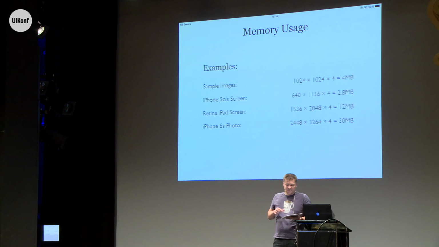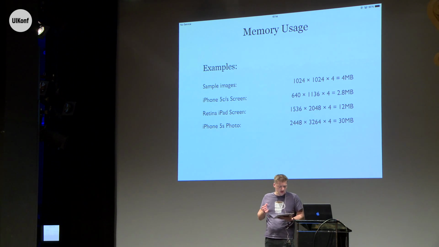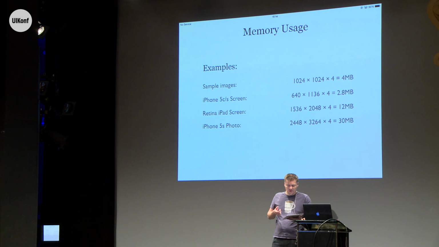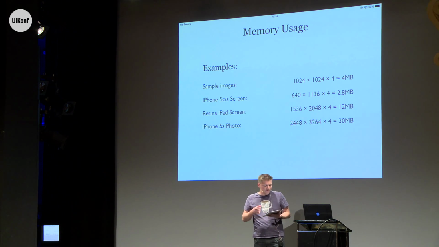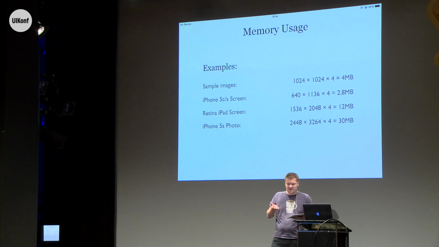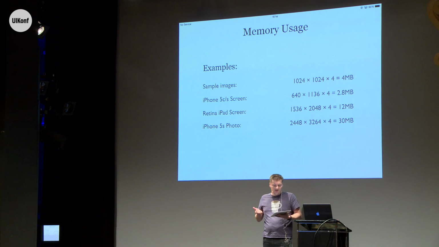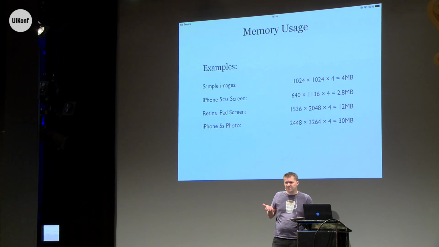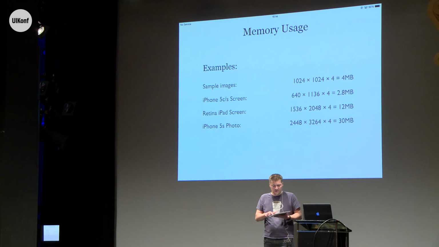And that makes for some serious memory consumption. So I've got some examples here. The images in this app, which are 1024 by 1024, are 4 megabytes when they're decoded. An iPhone 5 full-screen image is 2.8 megabytes. A Retina iPad screen is 12 megabytes. And a raw iPhone 5S photo, when it's decoded in memory, is 30 megabytes. So you don't want to have a lot of those decoded at once.